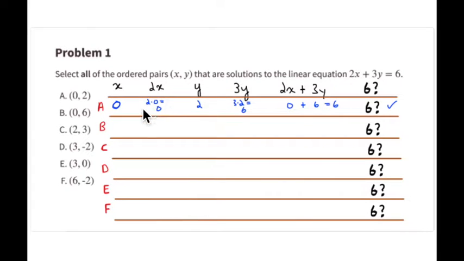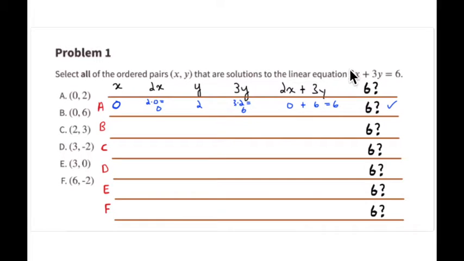I'm going to double 0, so 2 times 0, because that's what it says to do right here. 2 times 0 is 0, and I'm going to triple y. That's what it says right here, 3 times y. So 3 times 2 is 6. I'm going to add these two values together, 2x plus 3y, and that equals 6. So this is a solution to this equation.